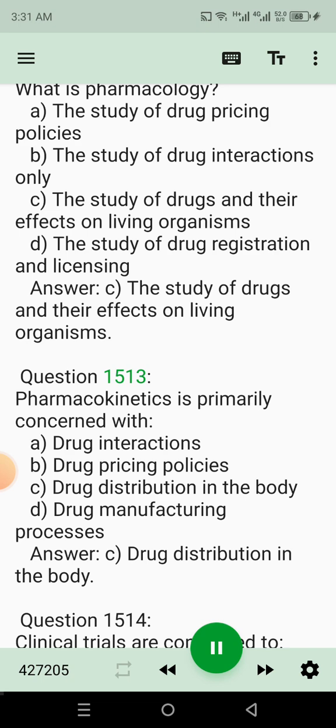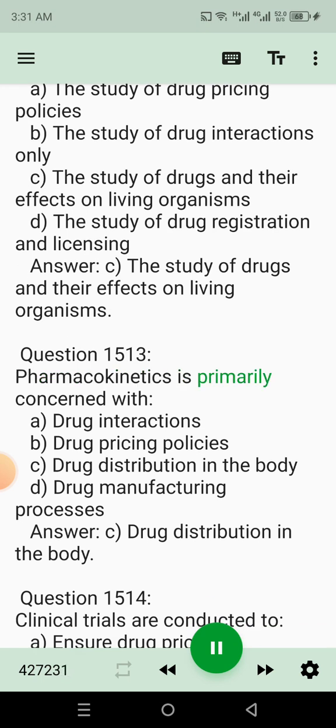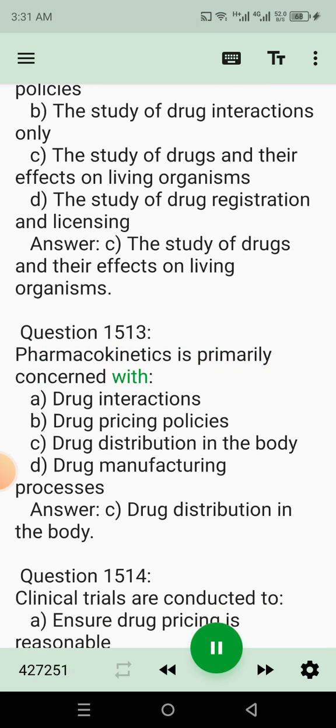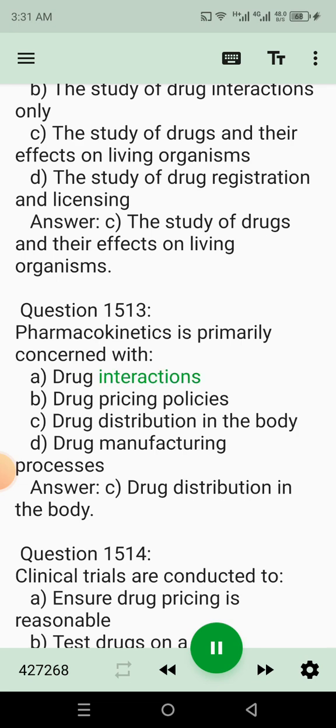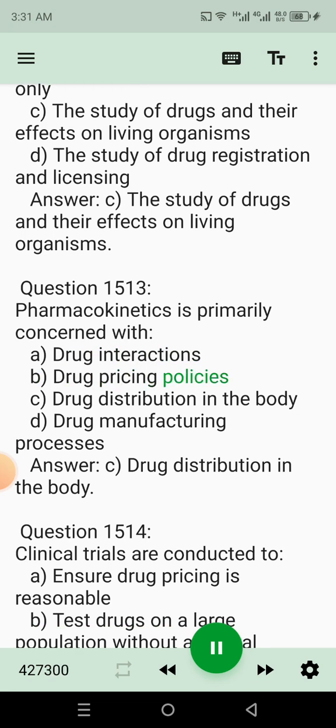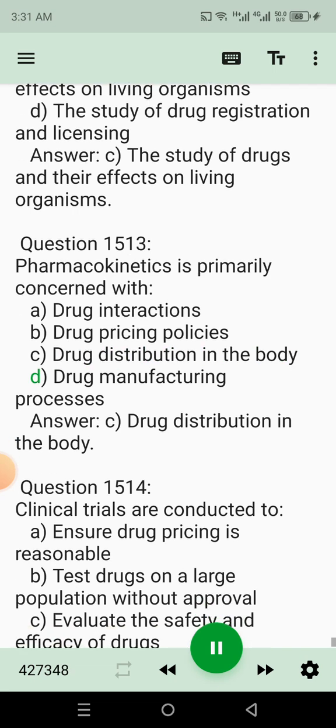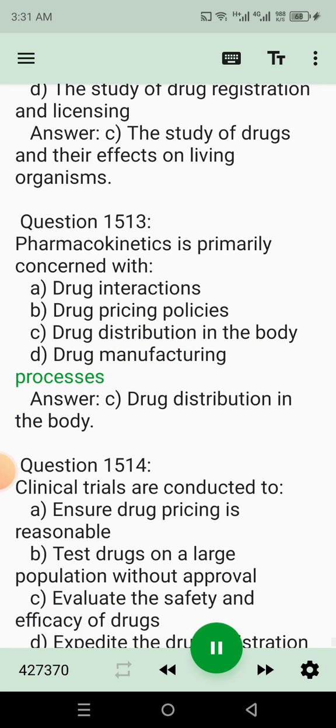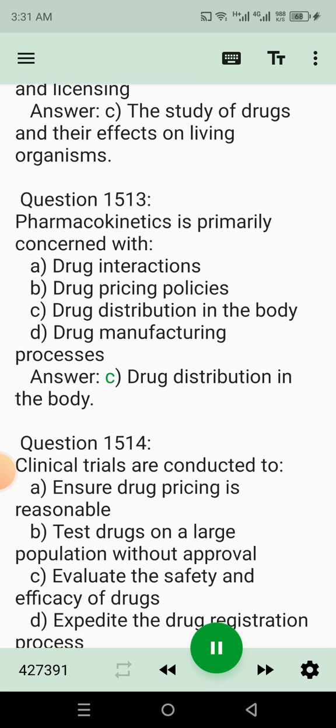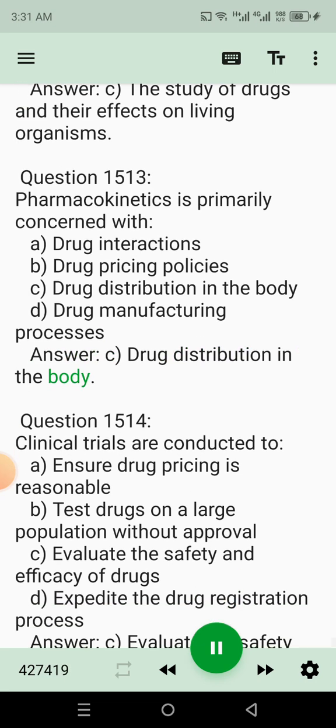Question 1513. Pharmacokinetics is primarily concerned with: A. Drug interactions. B. Drug pricing policies. C. Drug distribution in the body. D. Drug manufacturing processes. Answer. C. Drug distribution in the body.